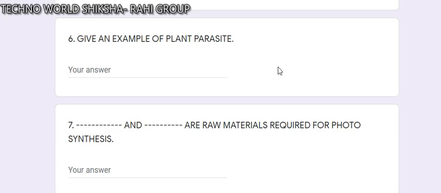Cuscuta is a plant which is known as a plant parasite. What it does is wrap itself around a plant and derive its nutrition from that plant, but it doesn't cause any harm to that host plant, or kill it. Its main roots are generally attached to the soil, but it attaches itself to multiple plants at a single time and derives its nutrition from those plants. So the correct answer to your question number 6 is Cuscuta or Amar Bel.